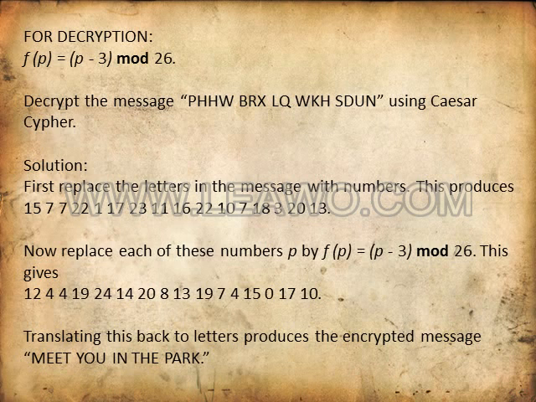First, replace the letters in the message with numbers. This produces 15, 7, 7, 22, 1, 17, 23, 11, 16, 22, 10, 7, 18, 3, 20, and 13. Now, replace each of these numbers p by f(p) equal to p less 3 modulo 26. This gives you 12, 4, 4, 19, 24, 14, 20, 8, 13, 19, 7, 4, 15, 0, 17, and 10. Translating this back to letters produces the decrypted message, meet you in the park.